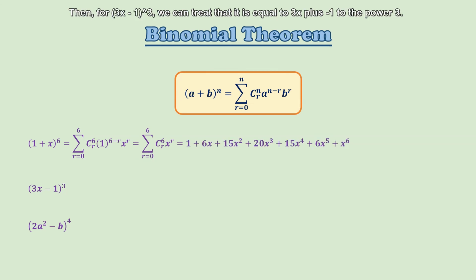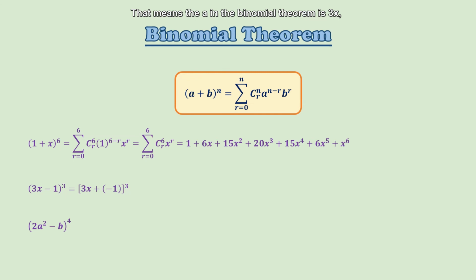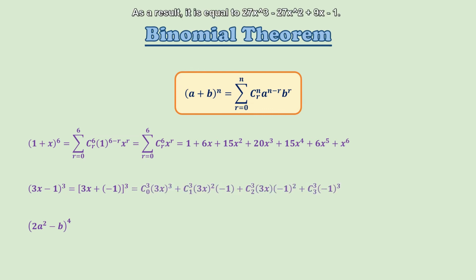Then for (3x minus 1) to the power 3, we can treat that it is equal to (3x plus minus 1) to the power 3. That means the a in the binomial theorem is 3x, and the b in the binomial theorem is minus 1. As a result, it is equal to 27x to the power 3 minus 27x squared plus 9x minus 1.